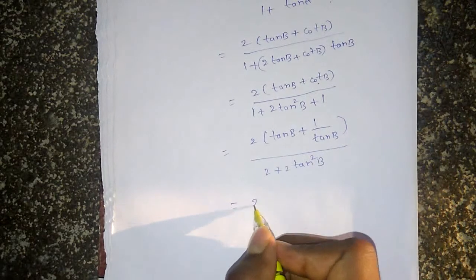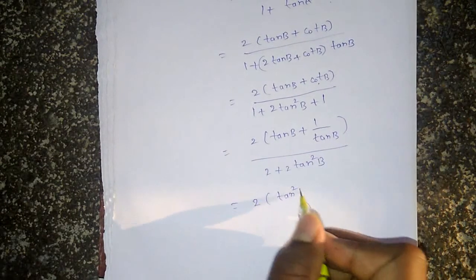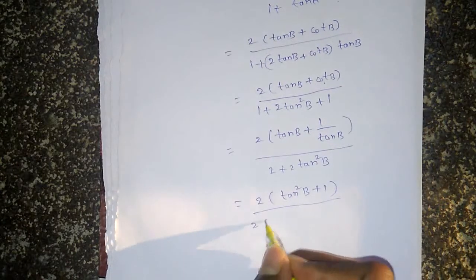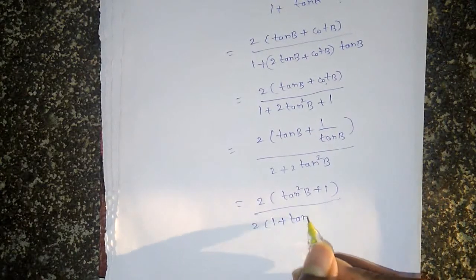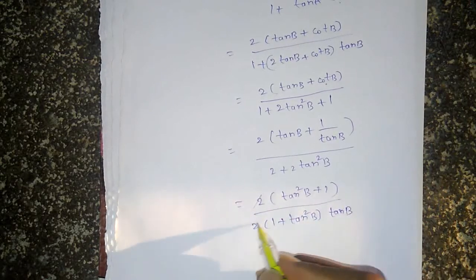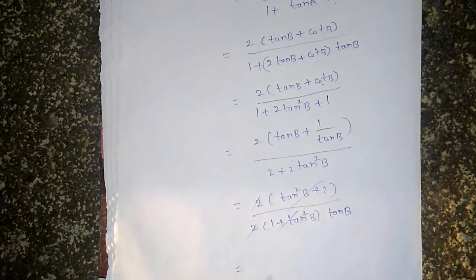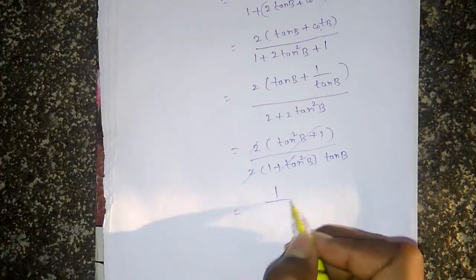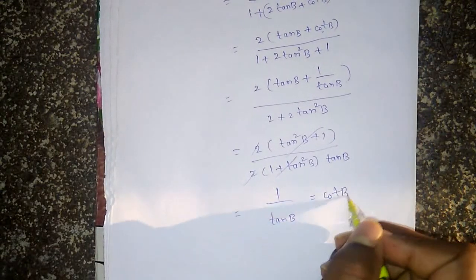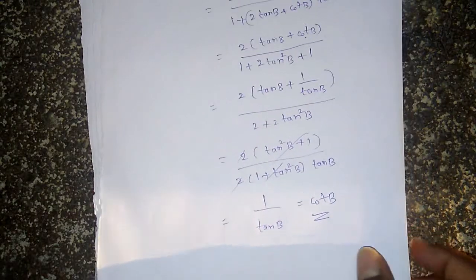So here if you take LCM, this is tan square b plus 1 by tan b. So here if you take 2 common, 1 plus tan square b, the one more tan b is there. Here this term gets cancelled, this term gets cancelled. That is equal to 1 by tan b. 1 by tan b is equal to cot b. That is the final answer.